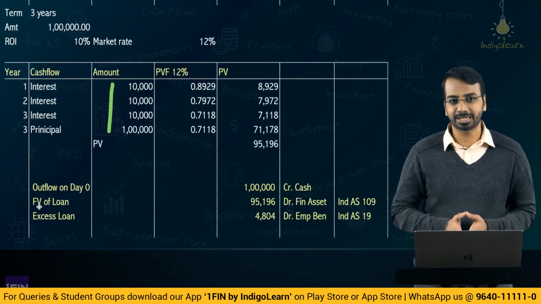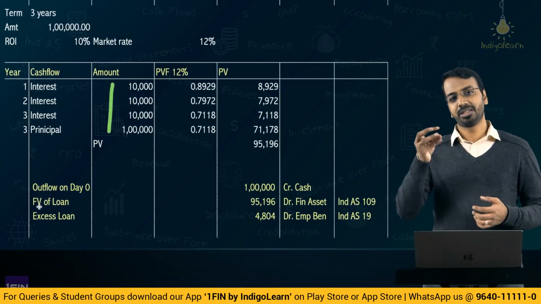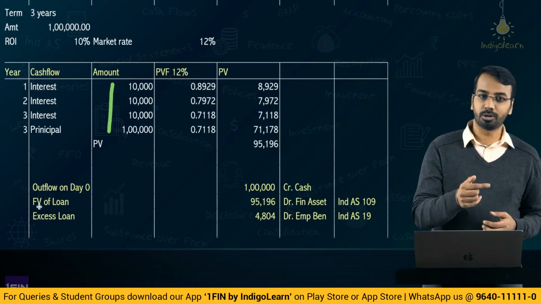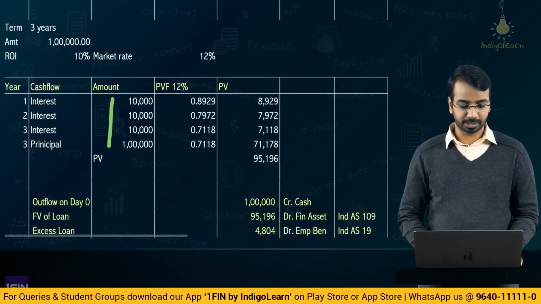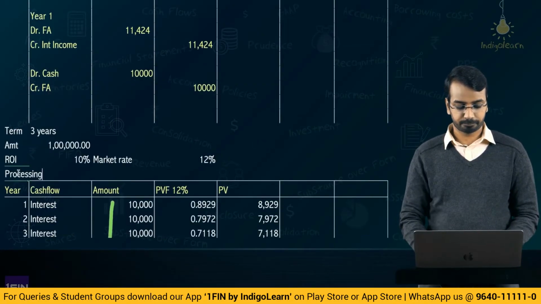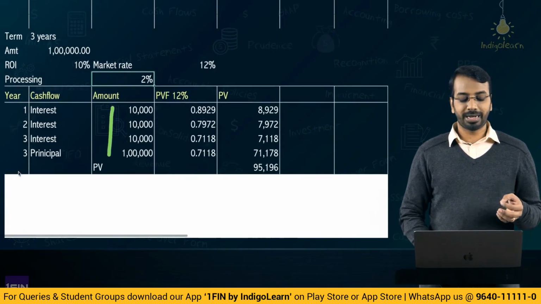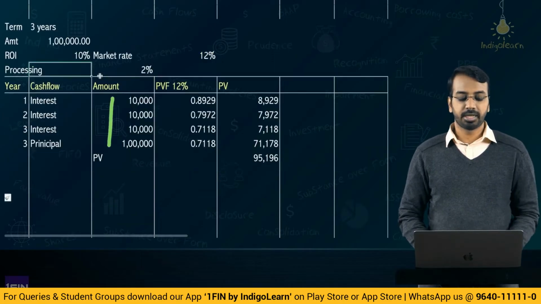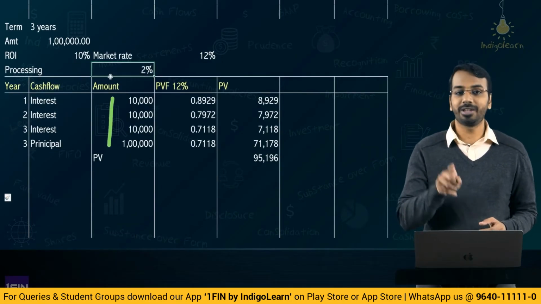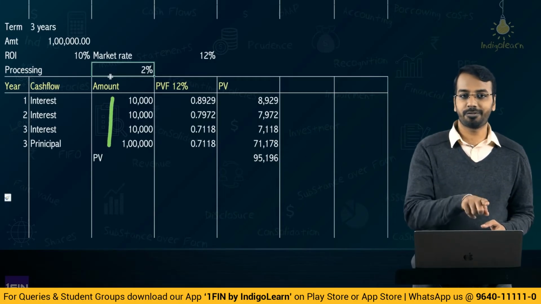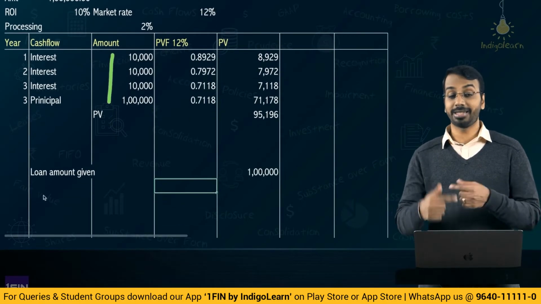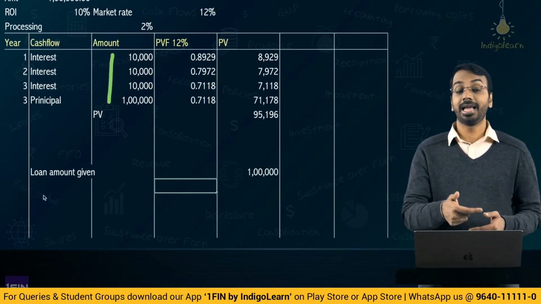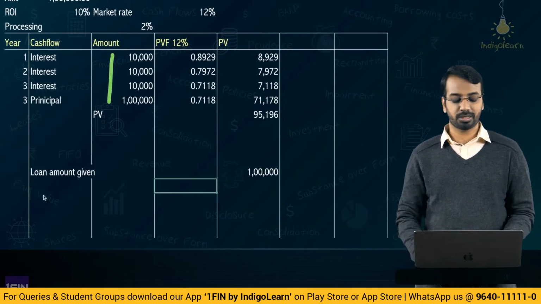Sir, what if there are transaction costs? Now, transaction cost is something like, let us say the entity is giving a loan, and the entity also charges a processing fee. So for example, let me copy the same example again. There is a processing fee of 2%. This means the borrower will have to pay a processing fee of 2%. Meaning to say, the loan amount given is 1 lakh, right? So that is the amount that the company has given to the borrower. The borrower has to pay back 2% as processing fee.